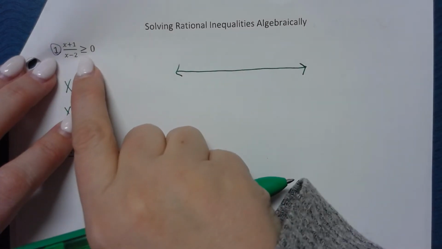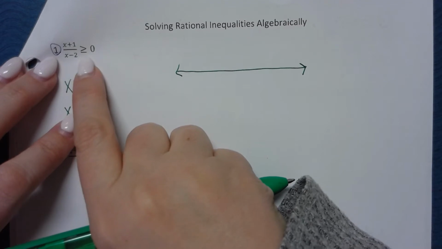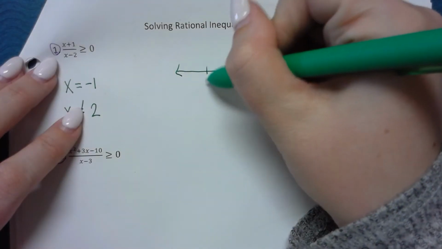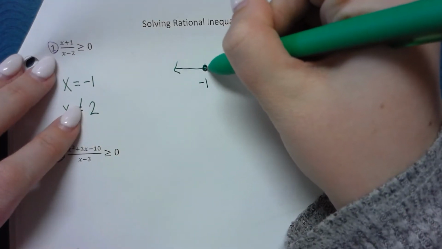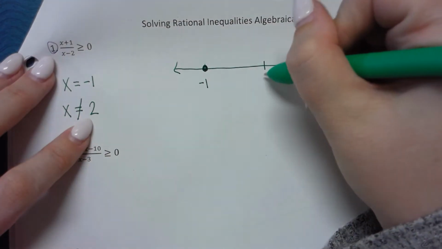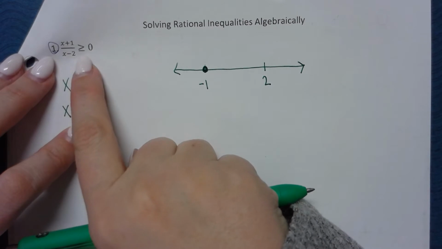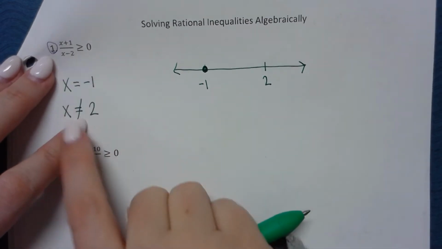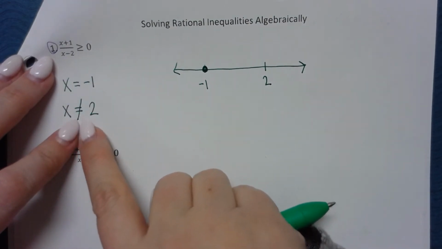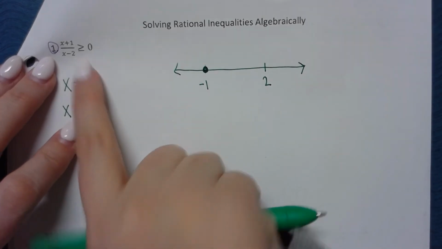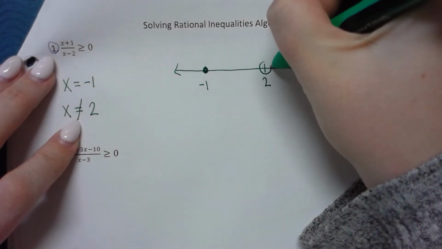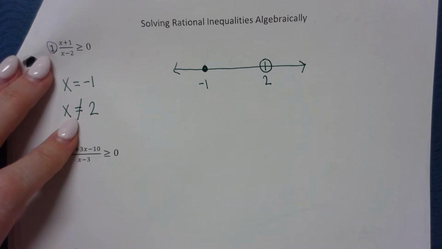So when we go to our symbol here, because it's an or equal to, at -1, we're going to have a closed circle. And then at +2, we would think that because this is underlined, we would also have a closed circle, but this is saying that x cannot be 2. So even though this is or equals to, this still has to be an open circle.